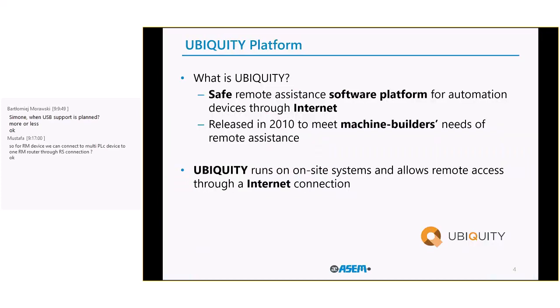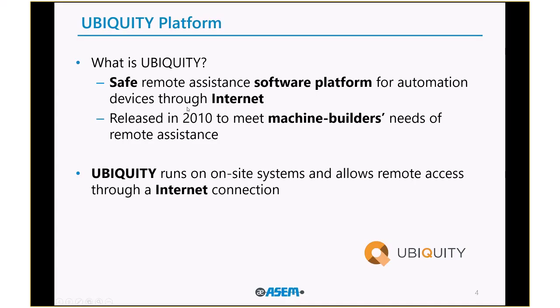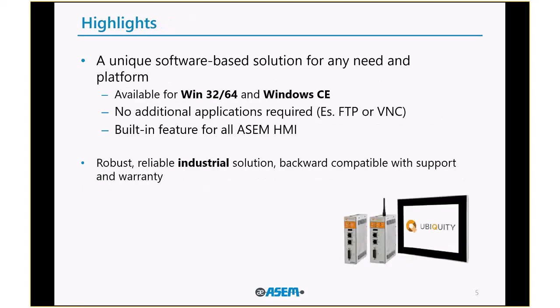This we have already said, because what is Ubiquity? It's a software solution to make remote assistance. And to be honest, this still is one of the most important advantages we have in comparing Ubiquity with others. We have seen routers, of course, but everybody has routers. What the others don't have is a software solution you can install on a very cheap HMI to completely make remote assistance.